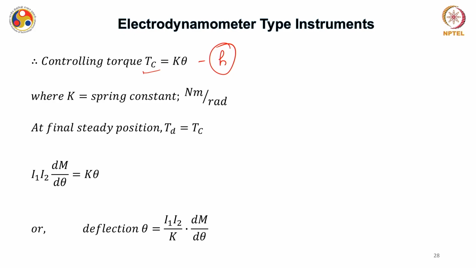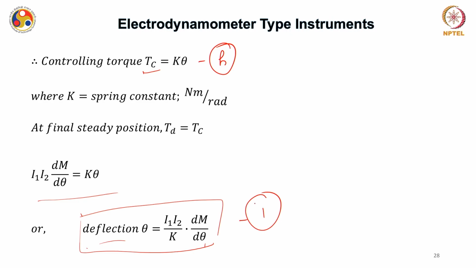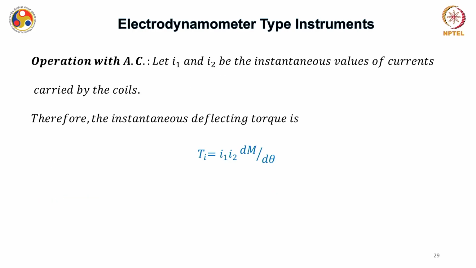From simplification of this equation, we get the deflection theta as I1 into I2 by K into dM by d theta. This equation is very, very important, and I am calling this equation I. This shows the deflection of a DC kind of electrodynamometer instrument.